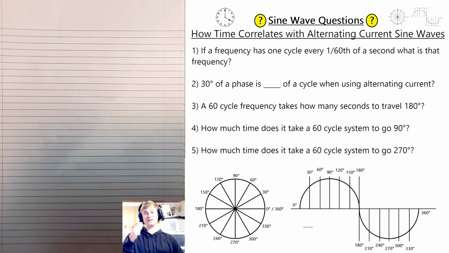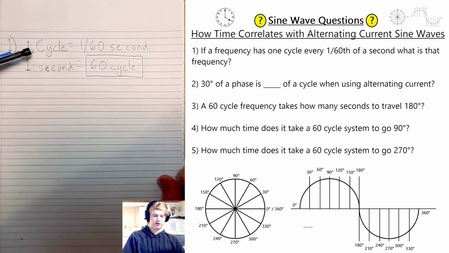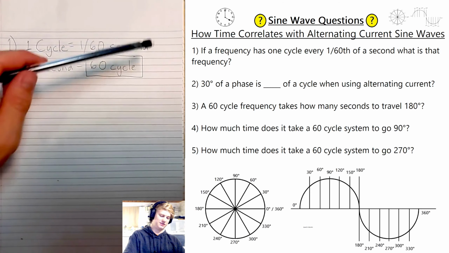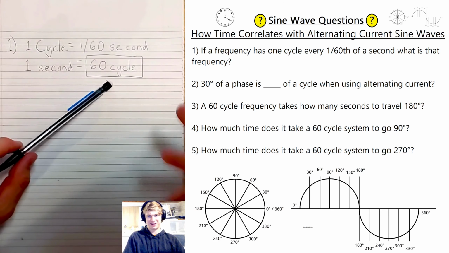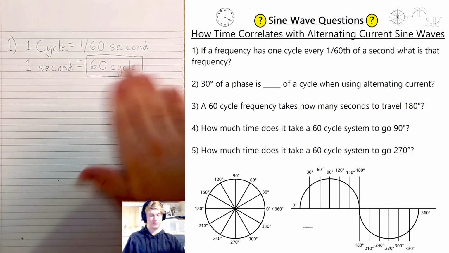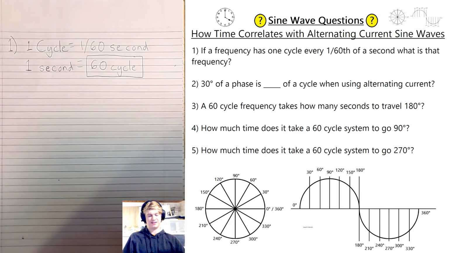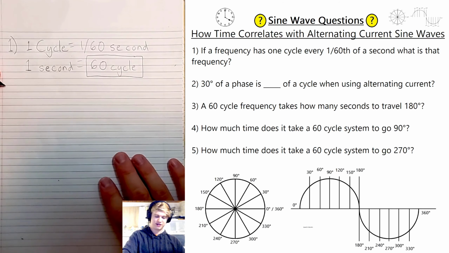And of course, if it has one cycle every 1/60th of a second, then that means it has 60 cycles every second. So of course that frequency would be 60 hertz or 60 cycles. So in other words, because there's one cycle in every 1/60th of a second, now if we have 1 second, we just have 60 cycles. I called it 60 cycle because this frequency is called 60 cycle. Okay, so there's the answer.